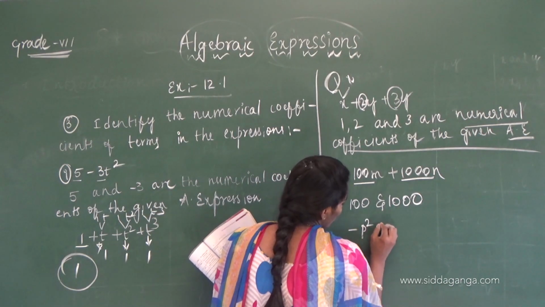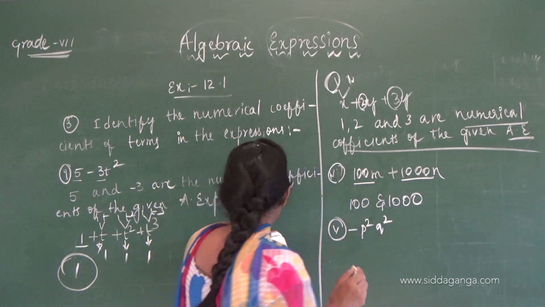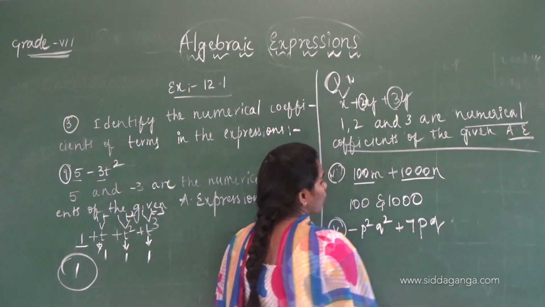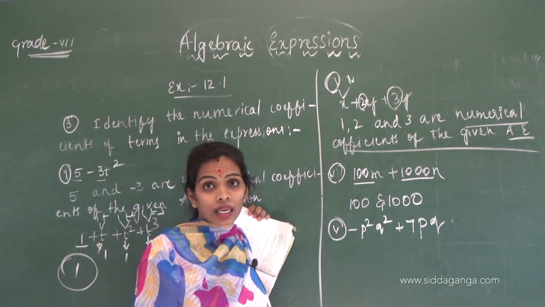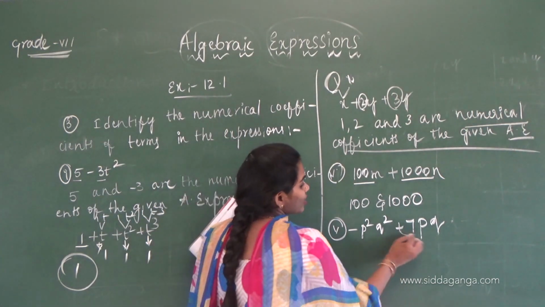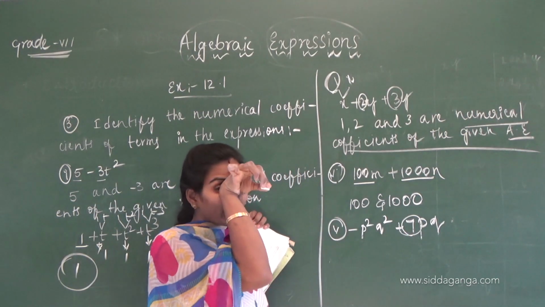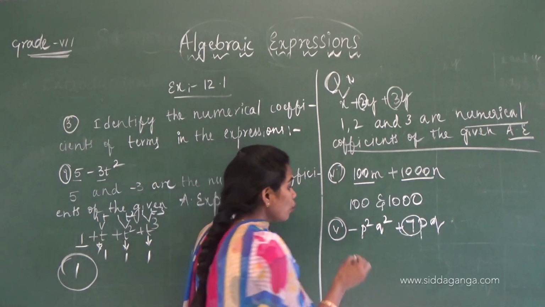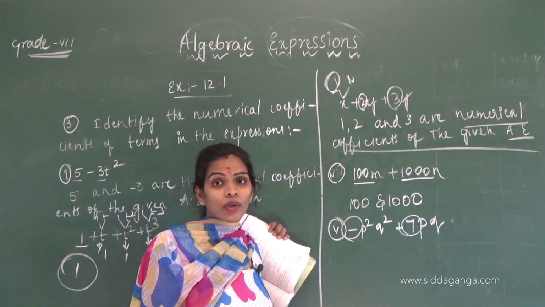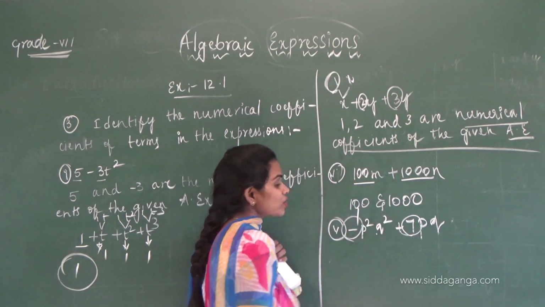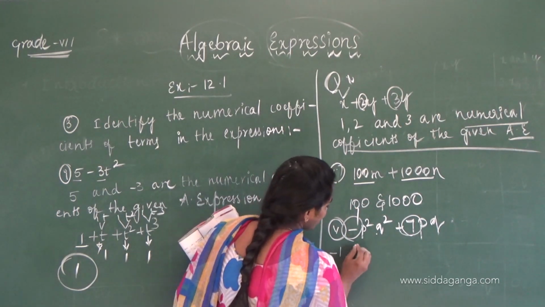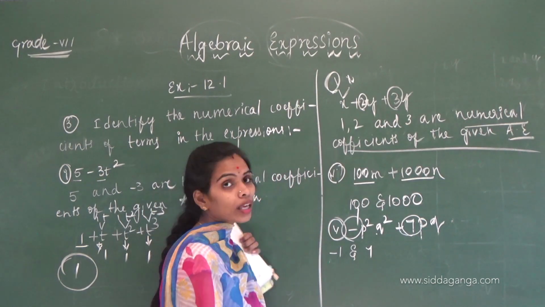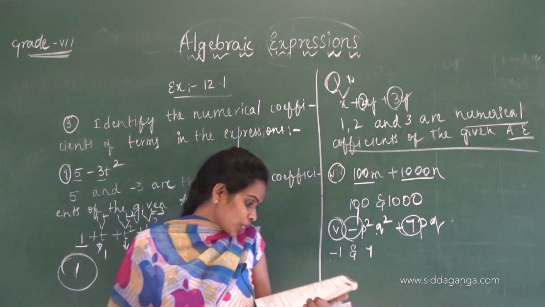Minus p square q square plus 7pq. Here 7 is one numerical part, and in minus p square q square, the numerical part is minus 1, since we can't write anything else; it is multiplied with minus 1. That's why you have to write minus 1 and 7 are the numerical coefficients of the given algebraic expression.